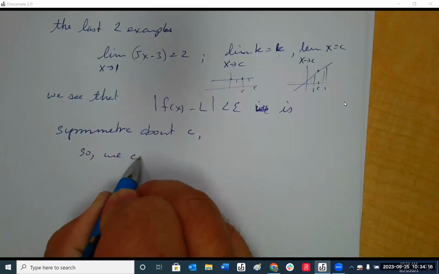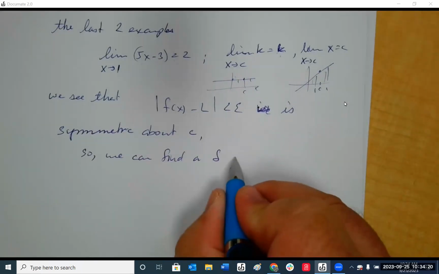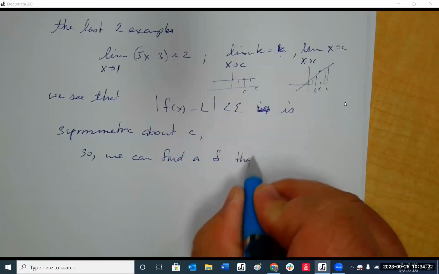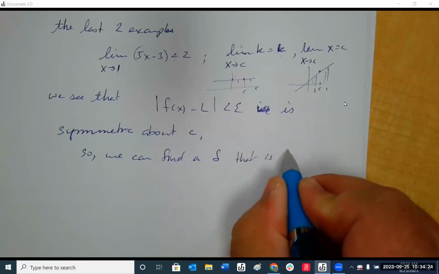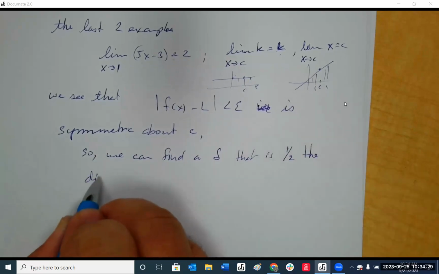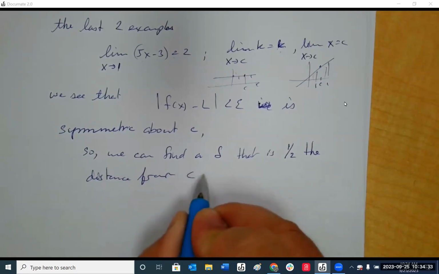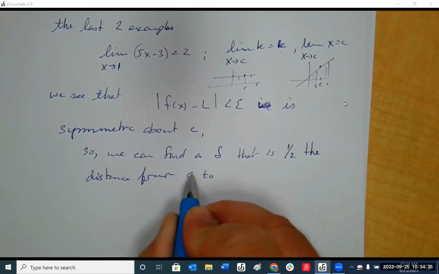So we can find a delta that is half the distance from x to c.